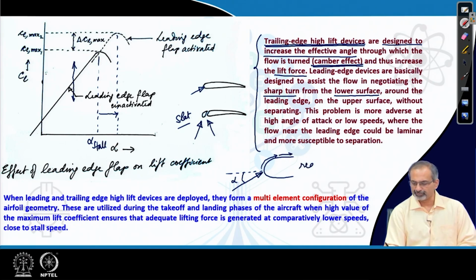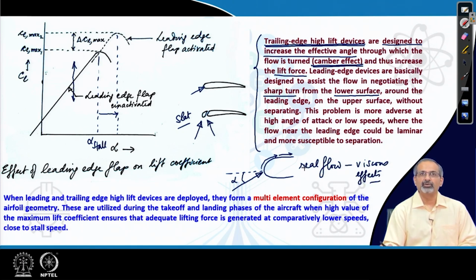This is a real flow, and therefore, the viscous effects are very much dominant in this case. We have to be very careful about keeping the flow attached as it encounters that sharp turn from the lower surface around the leading edge, and it should not be separating due to the sharp turn. This problem is more adverse at high angle of attack, or even at low speeds, because at lower speeds the boundary layer is expected to be by and large laminar near the leading edge, and it is more susceptible to separation than a turbulent boundary layer.